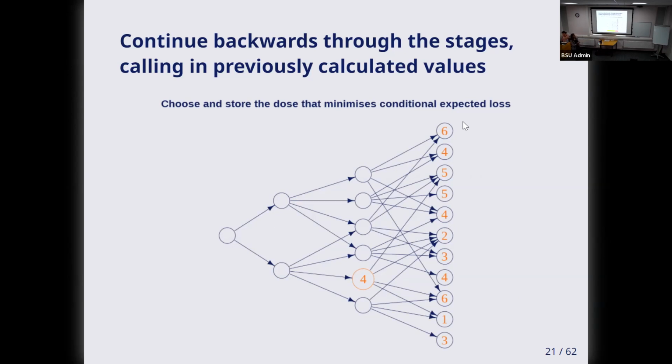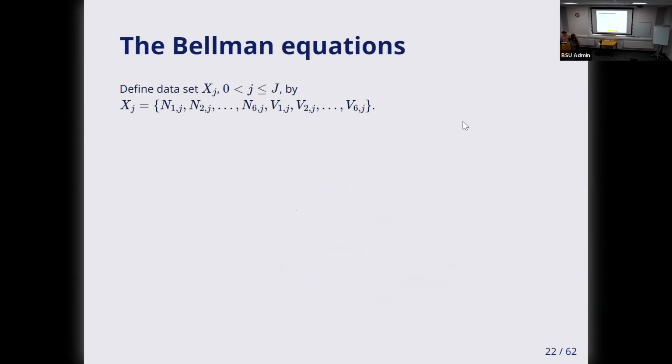Yeah, I think that's the rule described. So I'm not going to go through this in detail, but I'm just going to briefly show what are called the Bellman equations for this dynamic programming problem, which is what I've just been trying to describe. So I'm indexing the stages of the trial, equivalently the cohorts, by J, and calling the data set xj. So one of those circles is this xj.